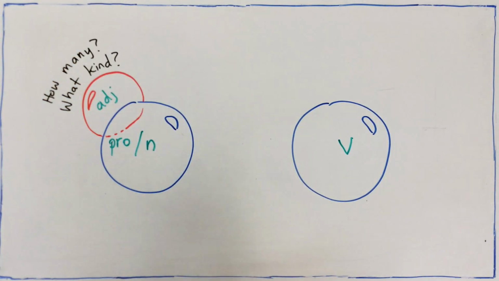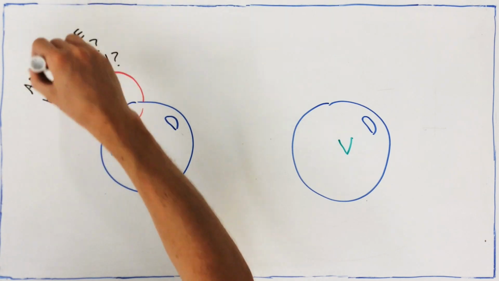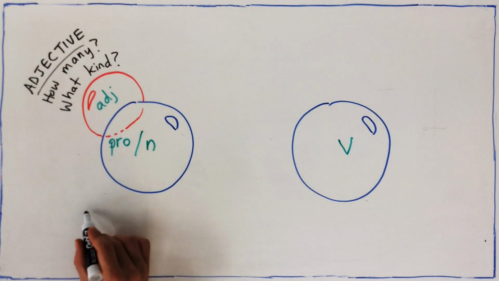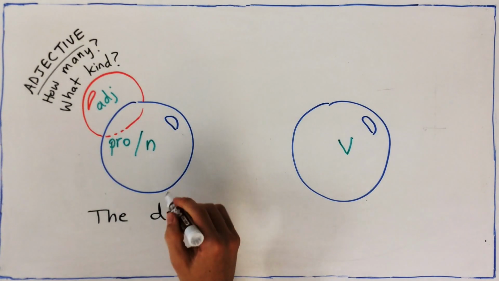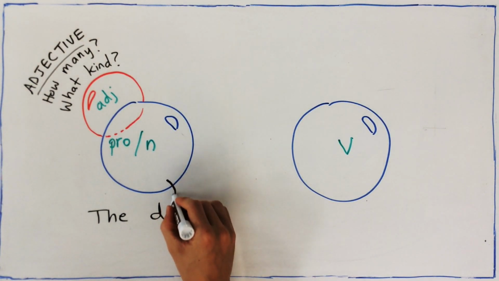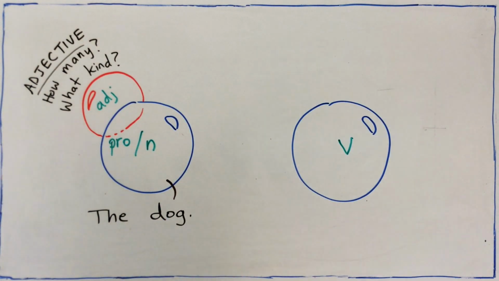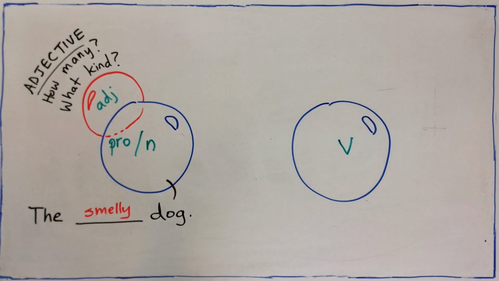I've added here another bubble on our first bubble, and this is the bubble for adjectives. Adjectives are describing words that tell you more about a noun or pronoun. They tell you things like what kind or how many. So take the noun dog. There are so many lovely descriptive words called adjectives that I can use to describe and tell you more about dog. Smelly, shaggy, friendly. The list really goes on and on.